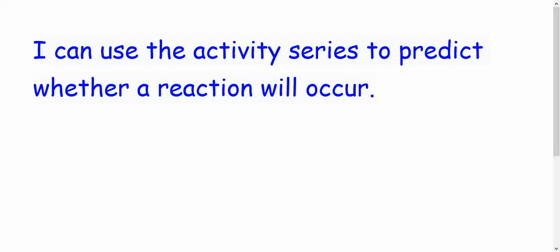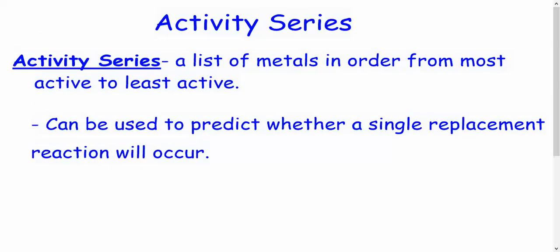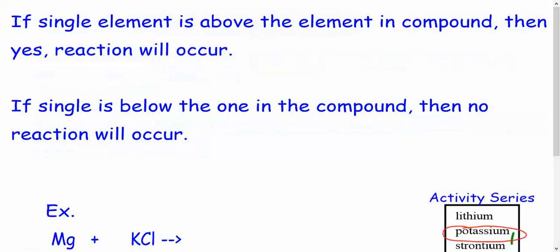First, we'll focus on using the activity series to predict whether a reaction will occur. The activity series is just a list of metals in order from most active to least active that's used in order to predict whether or not a reaction will occur. Just because you can put substances together and predict the products doesn't mean if you actually do it, anything will happen. We use the activity series to determine whether it will or not.